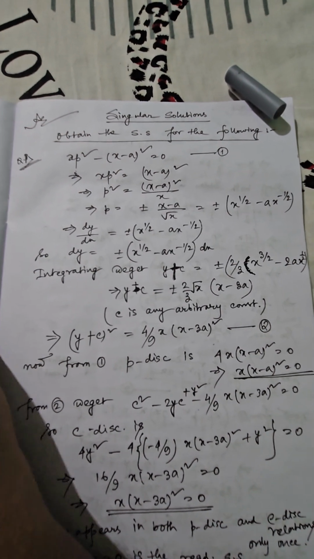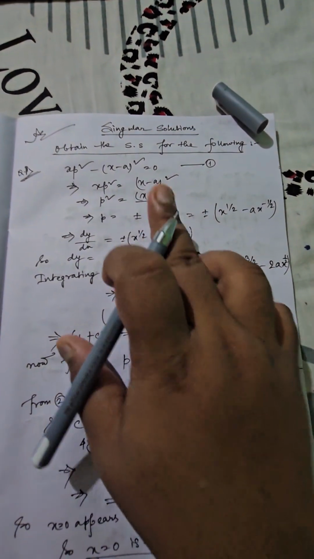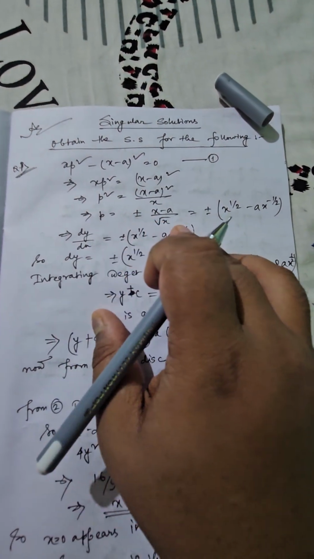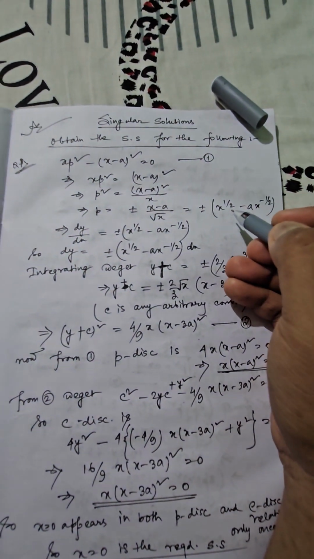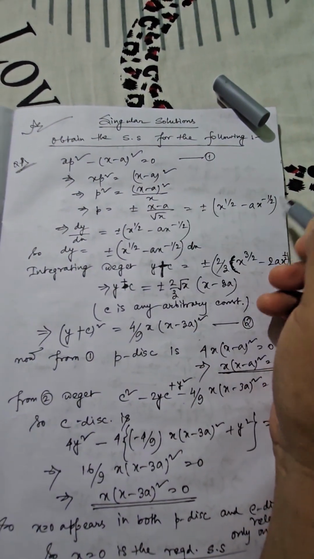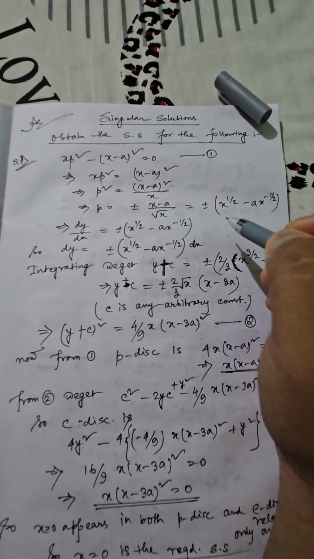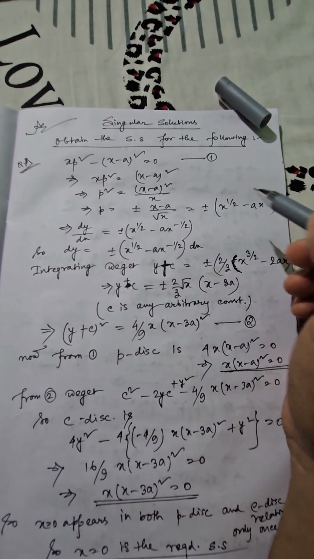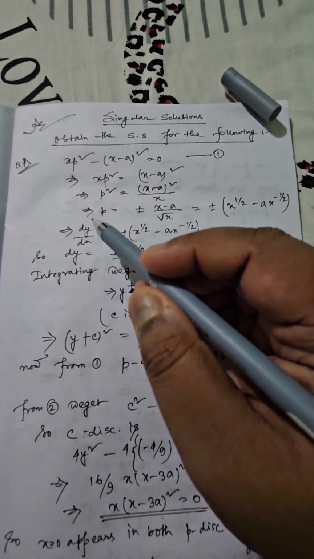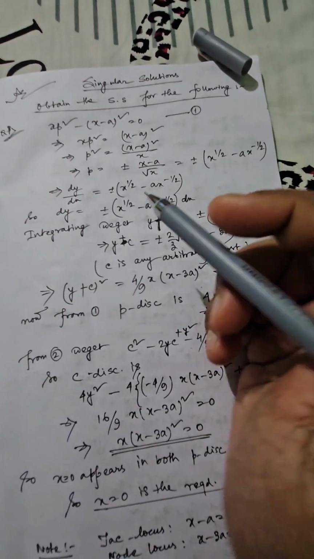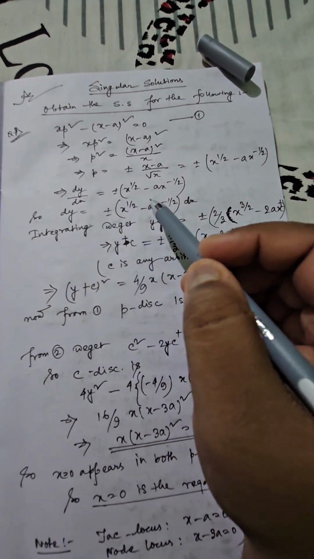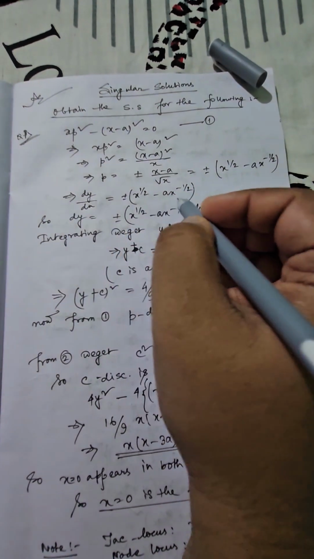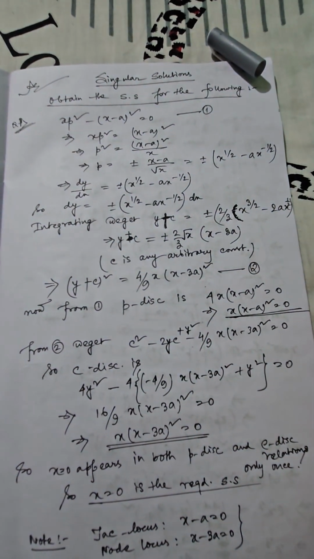Now obviously x divided by √x, that means x divided by x to the power half, will be x to the power half, and minus a x to the power minus half. So we have a plus-minus sign in front of this expression. Now let us replace p by dy/dx, and hence dy/dx will be equal to ± (x^(1/2) − a x^(−1/2)).